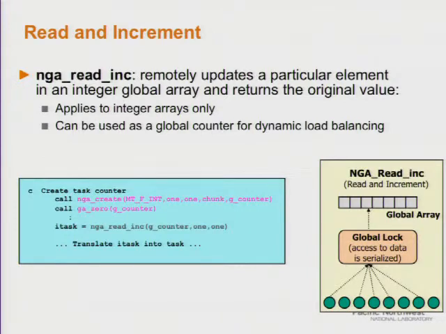So the way to do this is you just create a one-dimensional array with only one element in it. You zero the element out at the start, and then later on, when you call this read increment function, it returns an integer with this property that all integers will be read once and only once, and no integer will be read more than once.